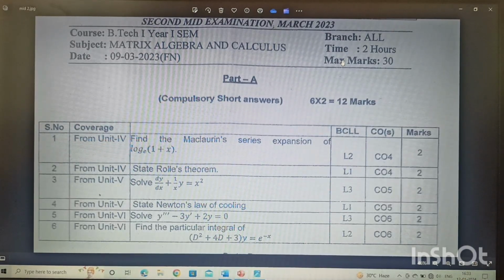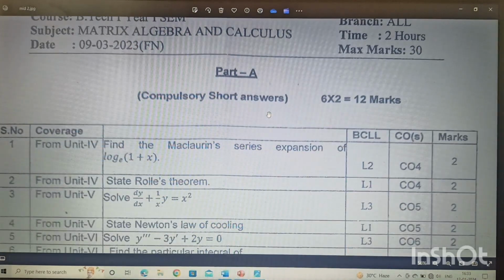Hi students. Okay, so this is the last year second mid examination. See the short questions here. From unit 4, the first question is: find the Maclaurin series expansion of log of 1 plus x. This is one of the important questions, series expansion. And the next question is: state Rolle's theorem.